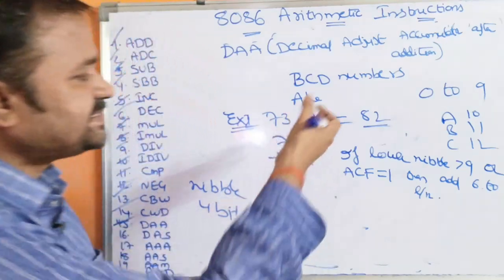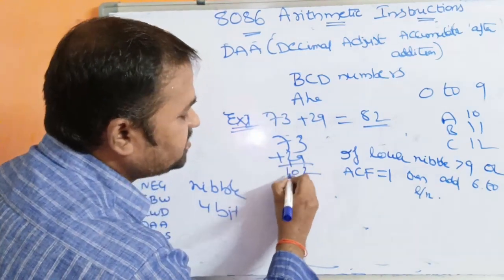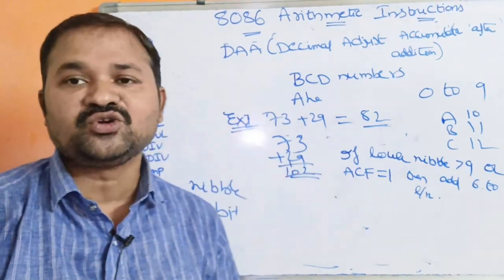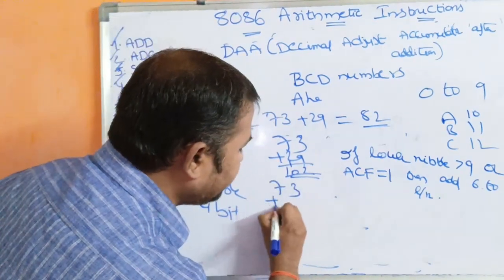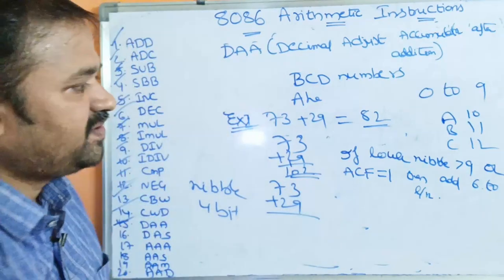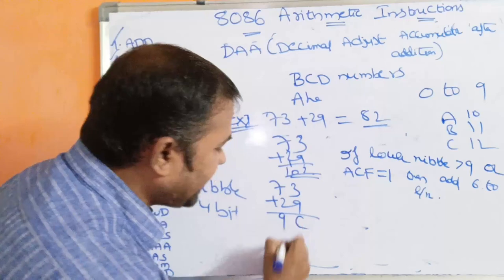73 plus 29. So what is the result? 9 plus 3 is 12, 7 plus 2 is 9, so we have to get 102 as the output. Let us see how we can do that. So 73 plus 29: 9 plus 3 means 12, so 12 means C, and 7 plus 2 means 9C.